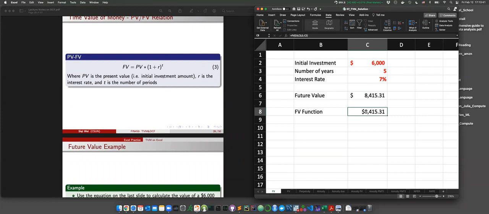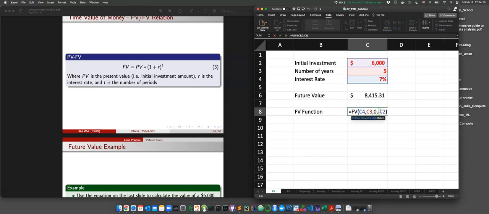If you want to use the Excel formula, you have the FV function. Basically, there are four components over here. First one is the rate. In this case, it's the annual rate of 7%, and you have the number of compounding periods, which is 5, and the payment, in this case, is 0. And here we have the PV.